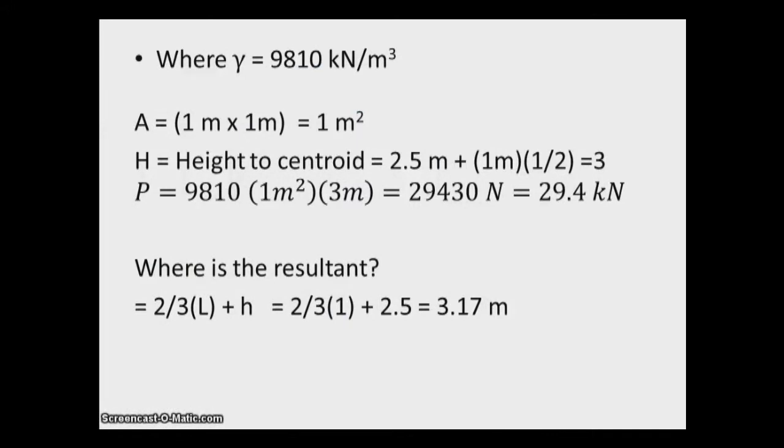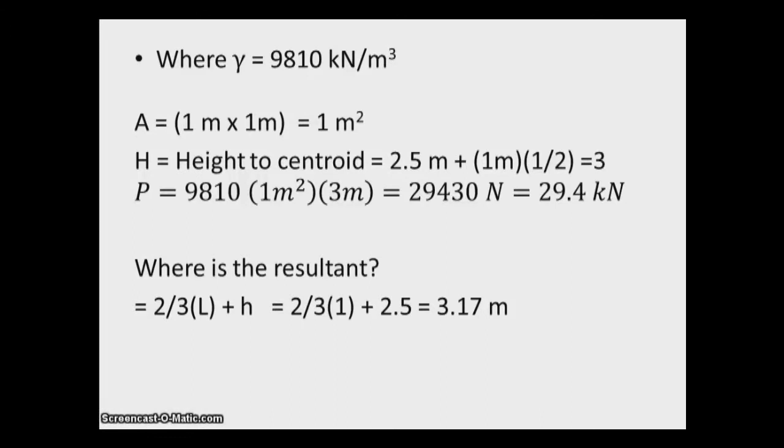So our results that we use are our area is 1 meter by 1 meter, giving 1 meter squared. Our height to the centroid from the top surface of the water is 2.5 meters plus half the height of the plane, which equals 3 meters. This gives us a resultant force of 29.4 kilonewtons.